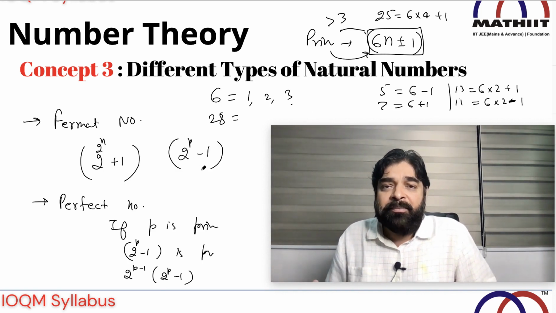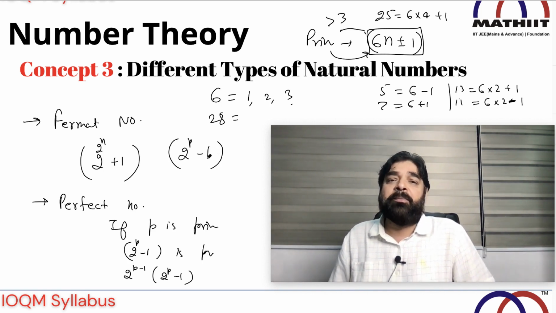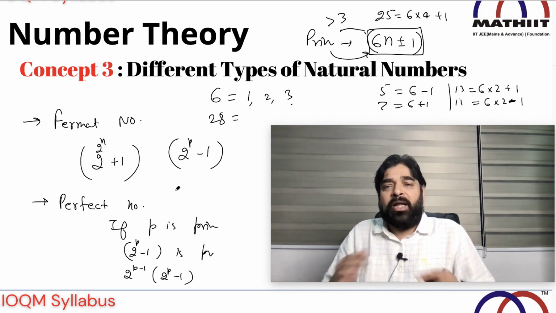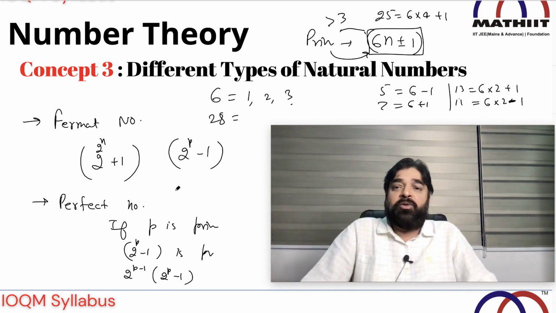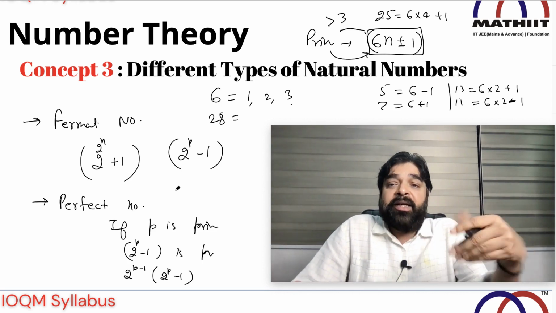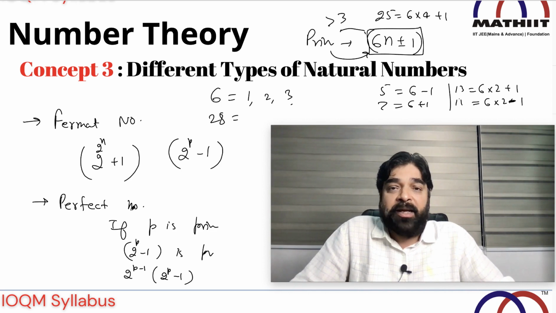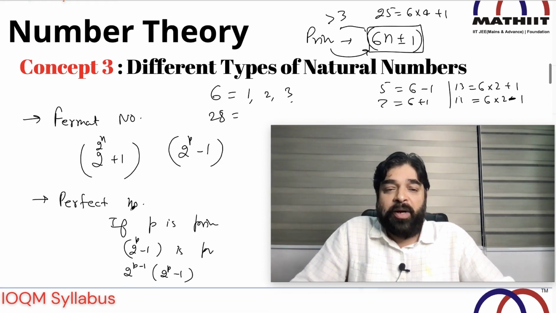So like this, so many things are there, like 2 power P minus 1. If P is prime, it can give you a prime. 2 power 2 minus 1 will be prime. 2 power 3, 8 minus 1, 7 is prime. Right? So like this, so many possibilities can happen. So you have to go into detail and talk about what the different types of natural numbers and integers can be. Right? Let's go ahead.